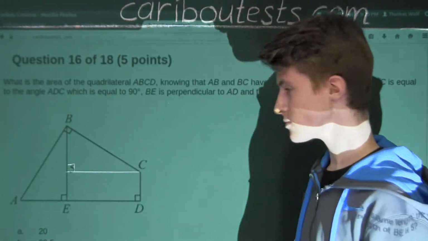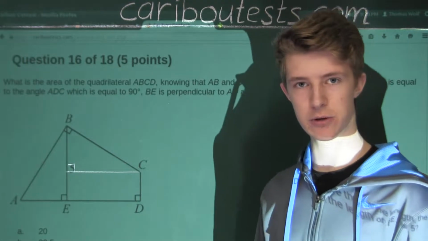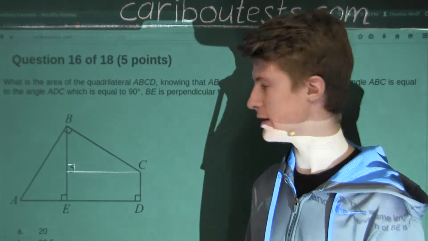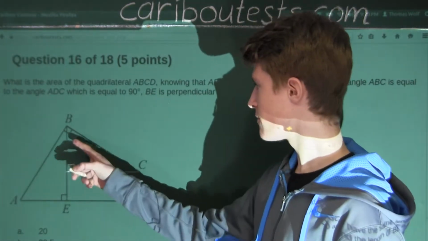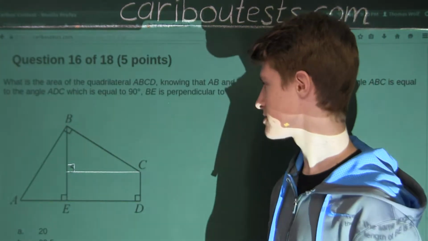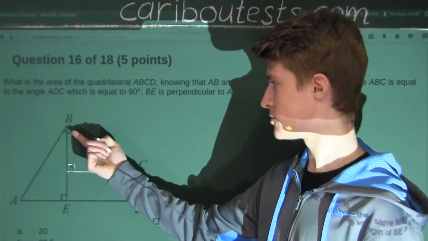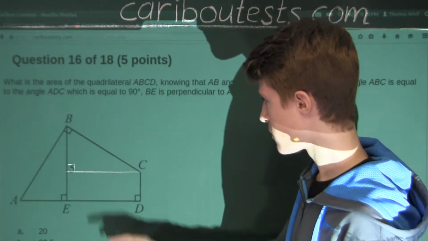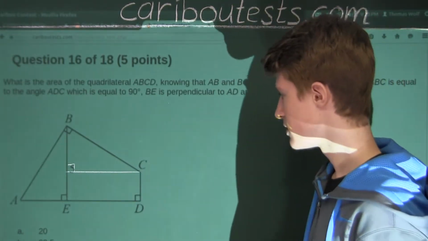Okay, so let's look at this triangle. We know that the three angles in a triangle must add up to 180 degrees. And this angle is already 90 degrees. So therefore this angle and this angle must both add up to 90 degrees. And we also know that these two angles must add up to 90 degrees because that is a right angle. So therefore this little angle must be equal to this angle.